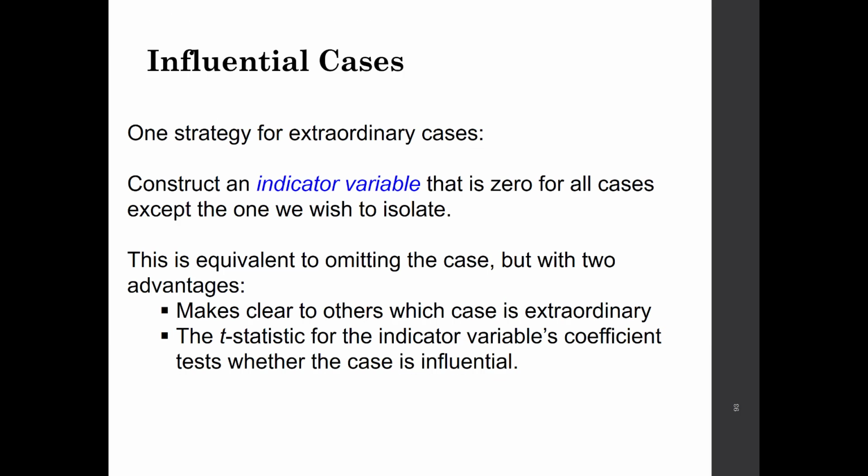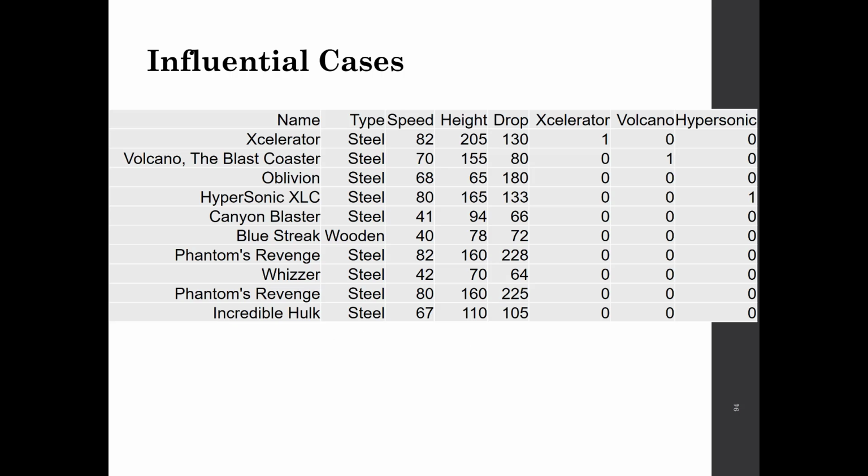So what do you do with the influential cases? We took them out temporarily to run our analysis. One strategy for these extraordinary cases is to construct an indicator variable that's 0 for all cases except the one we wish to isolate. This is equivalent to omitting the case, but with two advantages. It makes clear to others which case is extraordinary, and the t-statistic for the indicator variable's coefficient tests whether the case is influential. So I wanted to show you how I created that indicator variable.